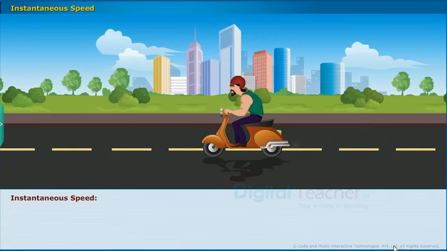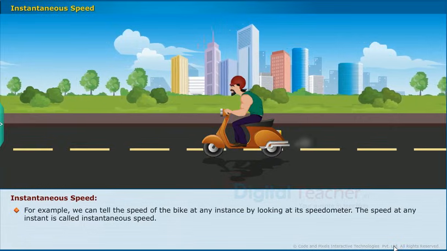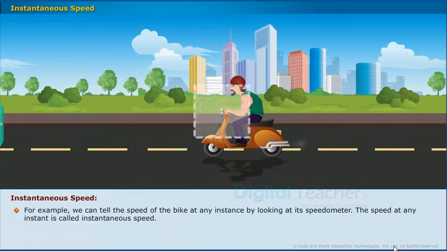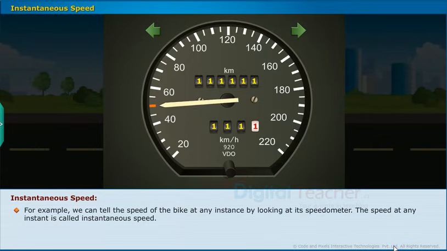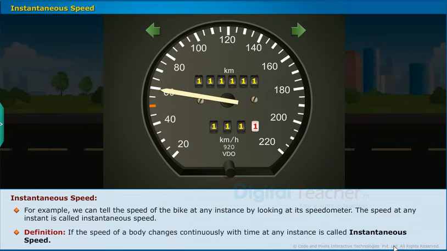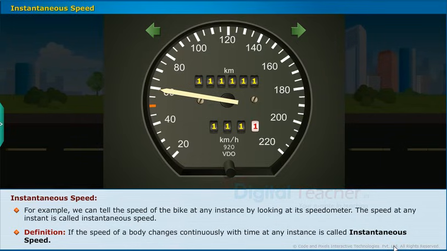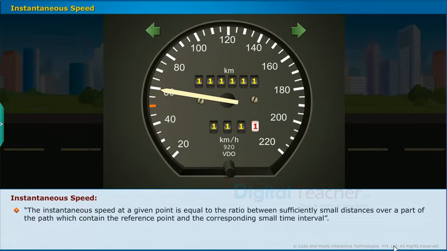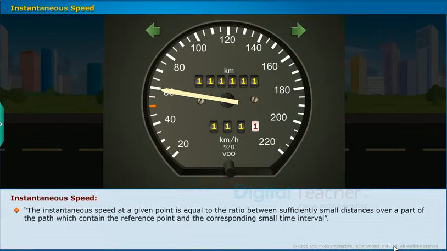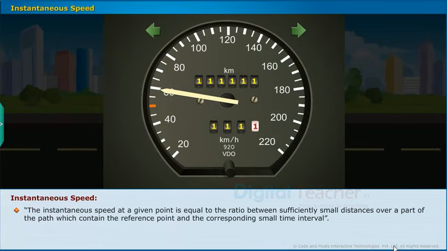Instantaneous speed. For example, we can tell the speed of the bike at any instance by looking at its speedometer. The speed at any instant is called instantaneous speed. Definition: if the speed of a body changes continuously with time, its speed at any instance is called instantaneous speed. The instantaneous speed at a given point is equal to the ratio between sufficiently small distances over a part of the path which contains the reference point and the corresponding small time interval.